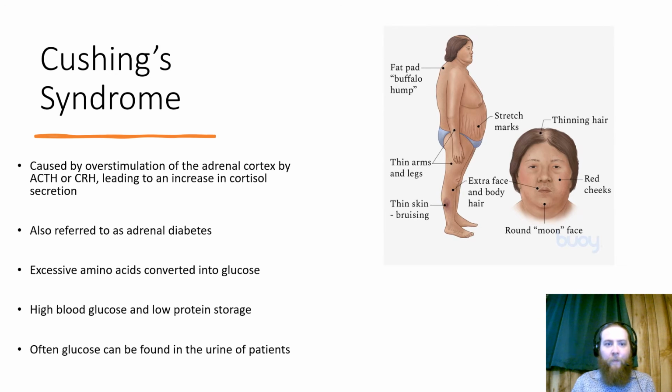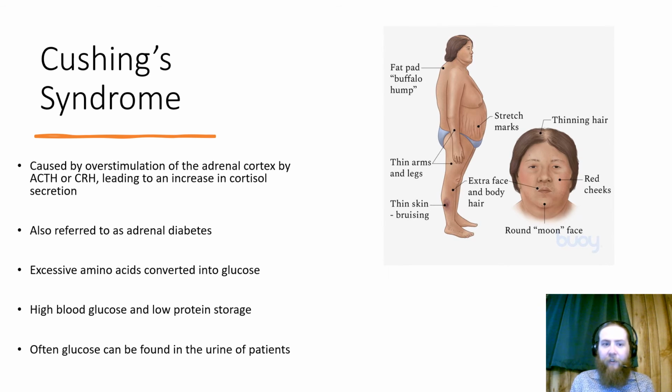In Cushing's syndrome, this is not aldosterone at play, this is an excess amount of cortisol. So this happens as the adrenal cortex is overstimulated by ACTH or CRH, those corticotropin releasing hormones, and this leads to an increase in cortisol secretion. We refer to it sometimes as adrenal diabetes as well, because we have some of the symptoms you'd see in diabetes, like high blood glucose and glucose in the urine.